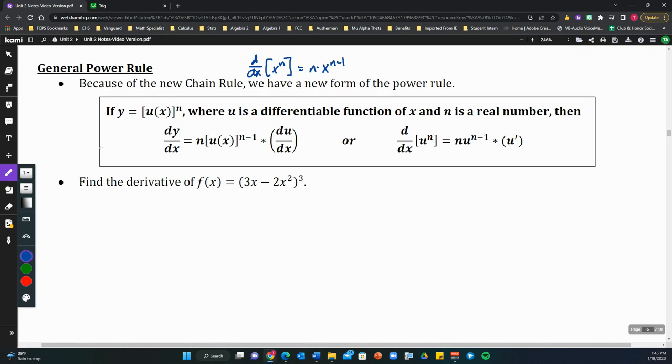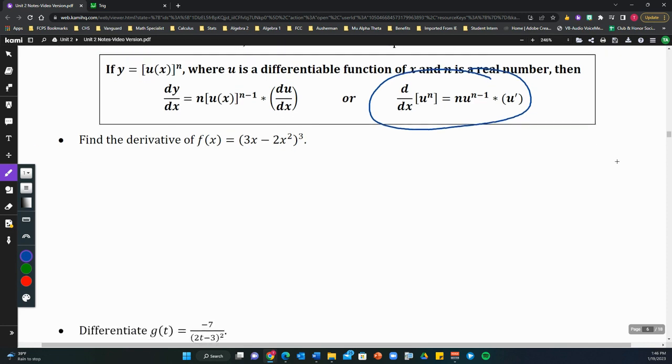Some textbooks use the du dx notation. I personally prefer to use u prime. So this is the one that you guys are going to see me use most often in class and in these videos. But it still works the same way. Essentially, we're just going to take the old power down. The base still stays the same. Instead of x, it's whatever that function is. The new power is n minus 1, but then we have to remember the derivative of the inside and multiply by that u prime. So this is again just another shortcut.